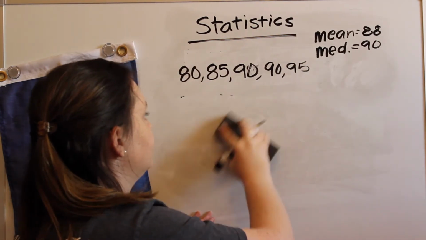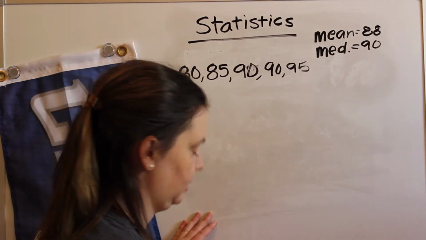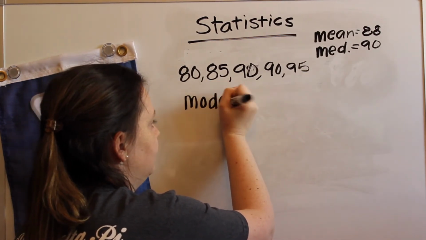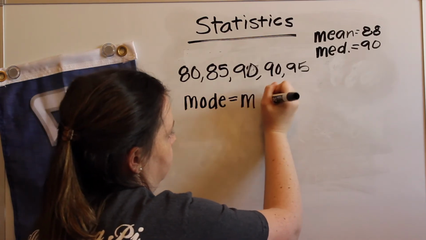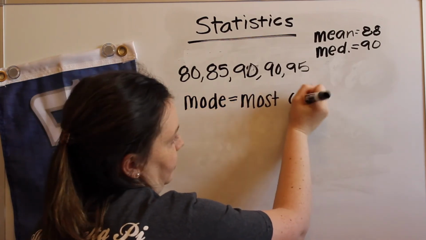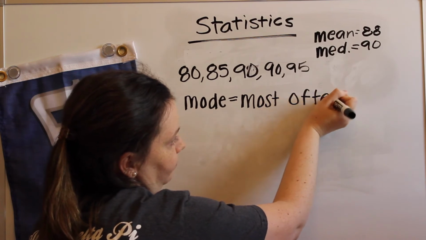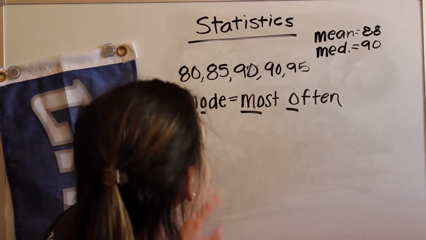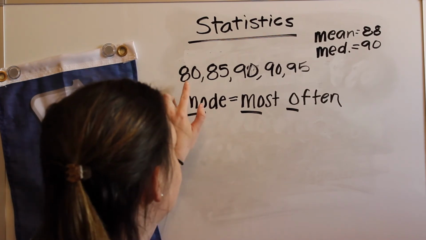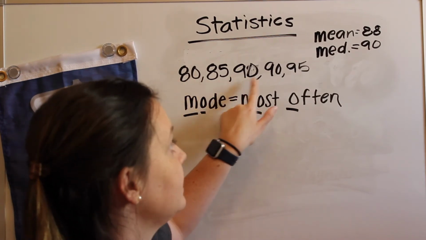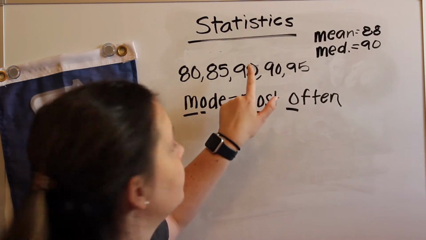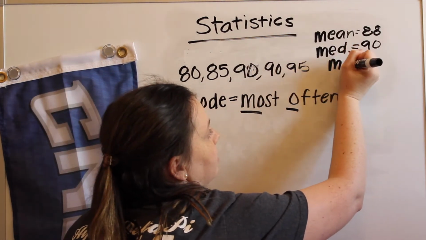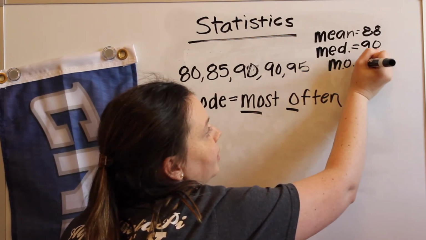So our next one is mode, which is the most often number, or the most frequent. So as a reminder, you have MO, MO. So when I'm looking at my data points, I have 80 one time, I have 85 one time, 90 twice, and I have 95 once. So because I have 90 twice, that is my mode. And I will just shorten it to MO.